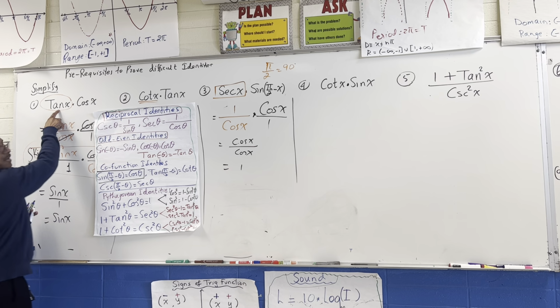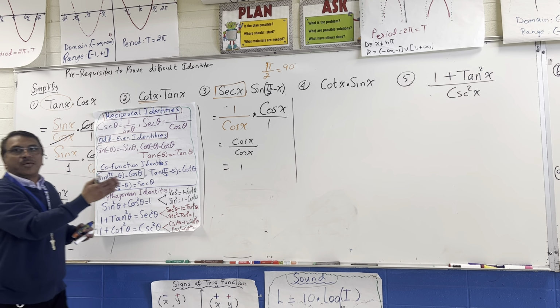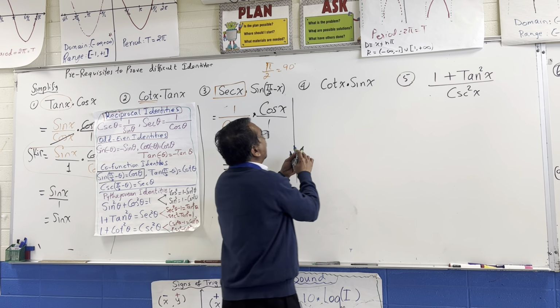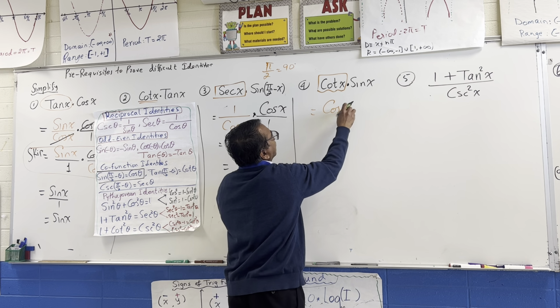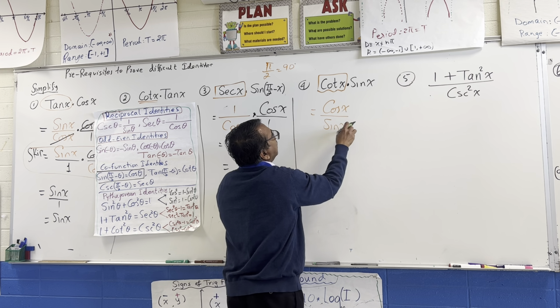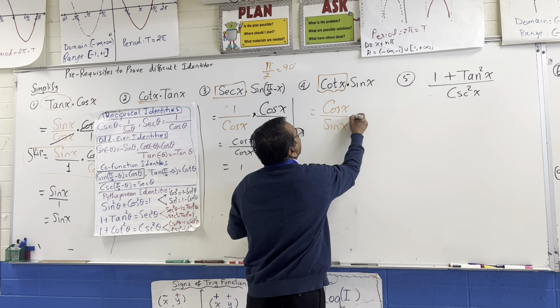It's the same thing, except instead of tan, they give you cotangent. So replace cotangent as cosine of x divided by sine x. It's better to write it out to get used to this.